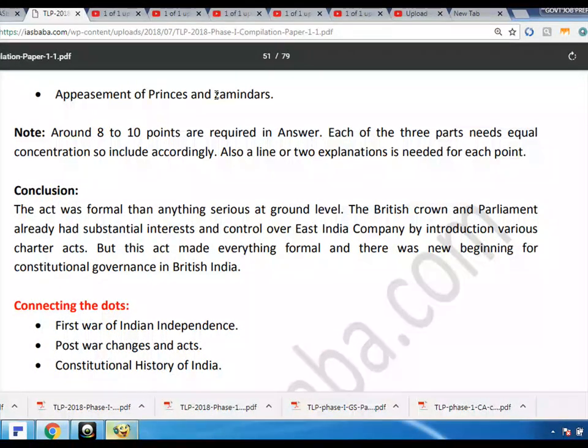Note, around 8 to 10 points are required in the answer. Each of the three parts needs equal concentration, so include accordingly. Also, a line or two of explanation is needed for each point.